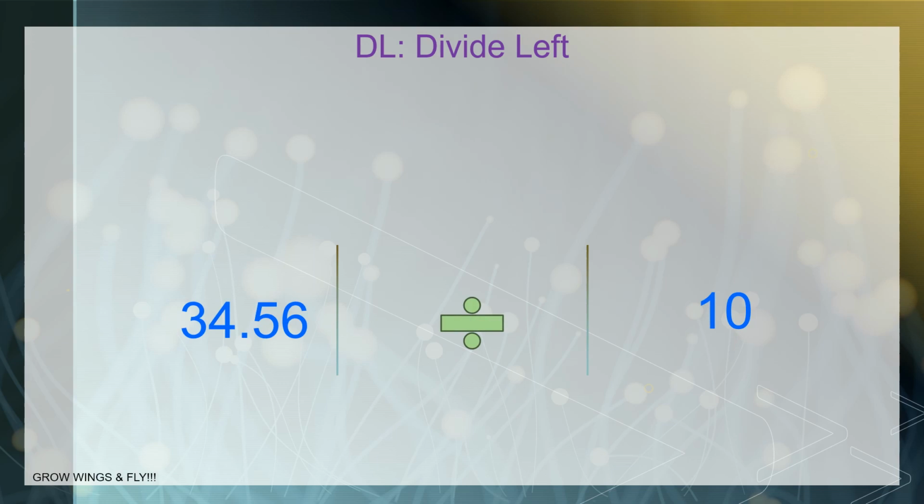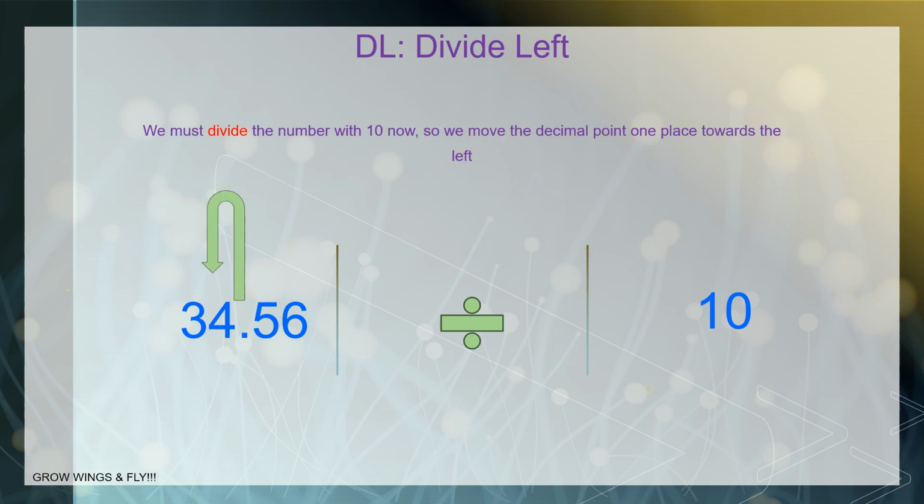In this particular question, 34.56 divided by 10, what do you think is going to happen, Abel? Abel said, so if I have got the concept now, I should be moving the decimal point one place towards the left. So if I do that, my answer is 3.456. Am I right? That is correct, Mr. Febby.